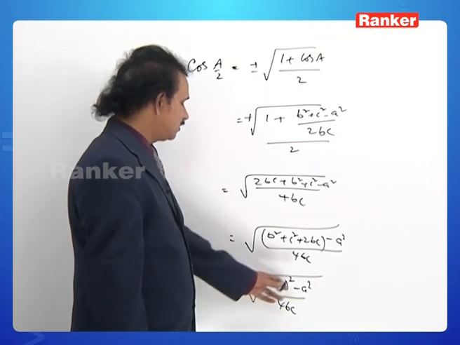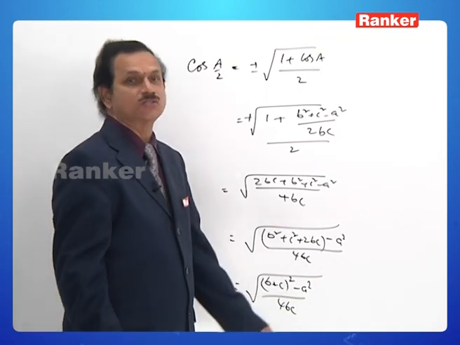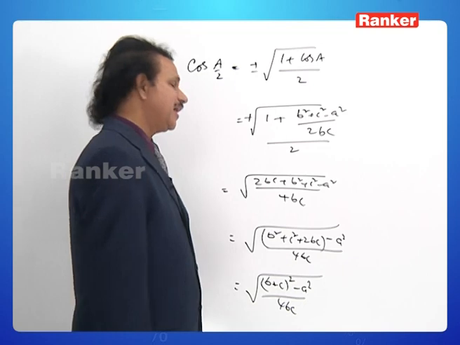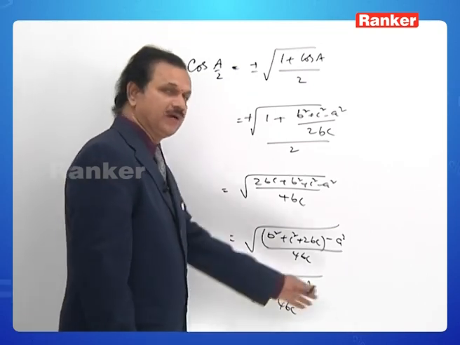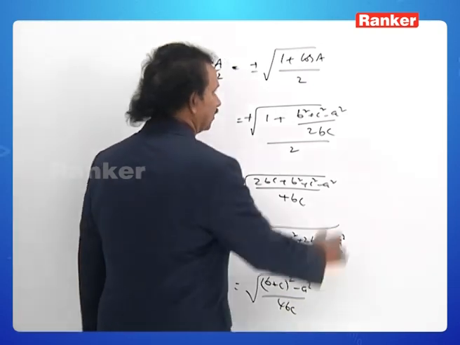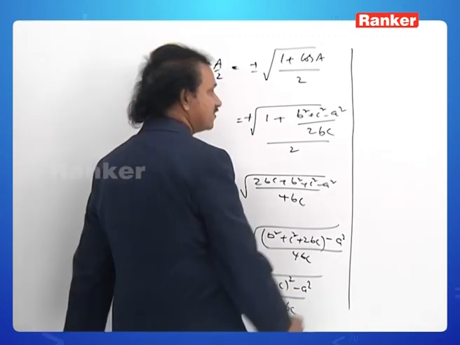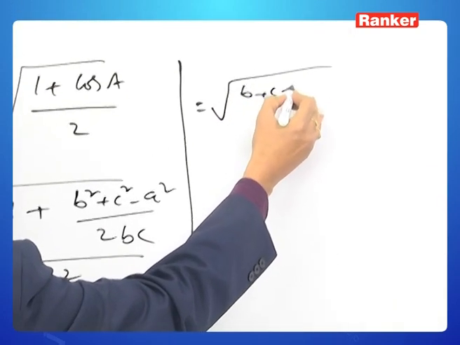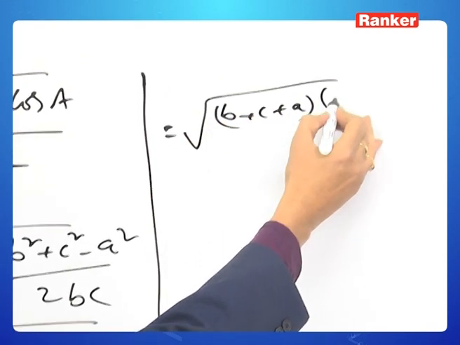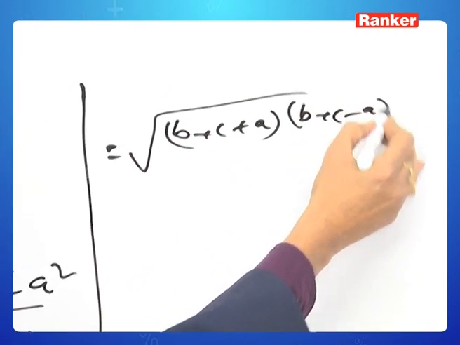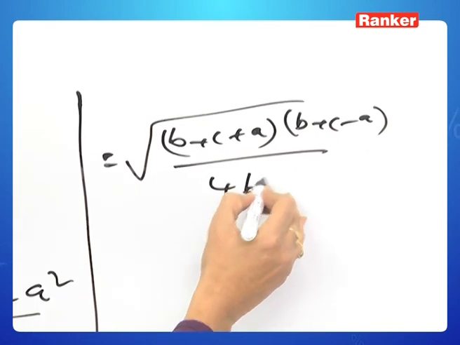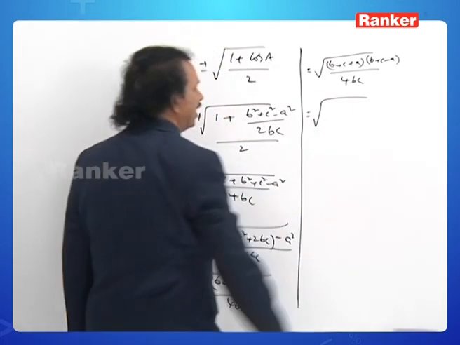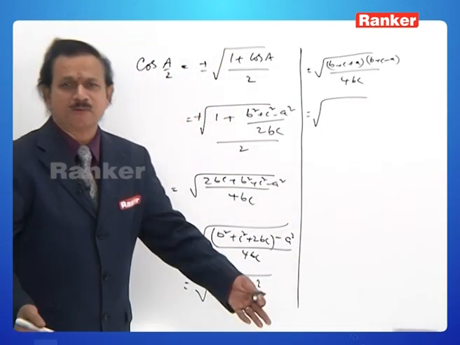Again, (b plus c) whole square minus a square looks like x square minus y square. So it can be simplified as (x plus y) into (x minus y). So this can take the form root of (b plus c plus a) into (b plus c minus a) by 4bc. Again, what is b plus c plus a? a plus b plus c.